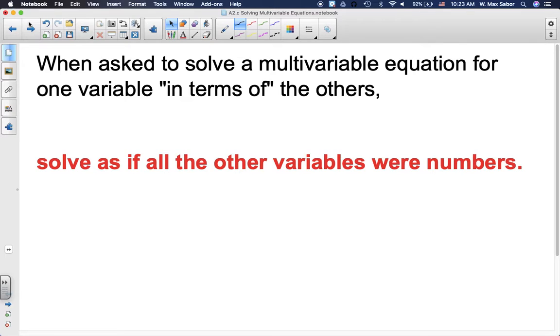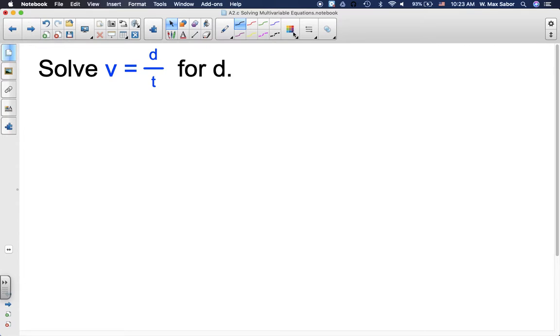When asked to solve a multivariable equation for one variable in terms of the others, you're solving as if all the other variables were numbers. You're pretending that those variables are numbers and working as if they are. So if we're solving for d, the opposite of this is multiplying by t on both sides. So t times v equals d. Usually we'll actually write this as velocity times time equals the distance.